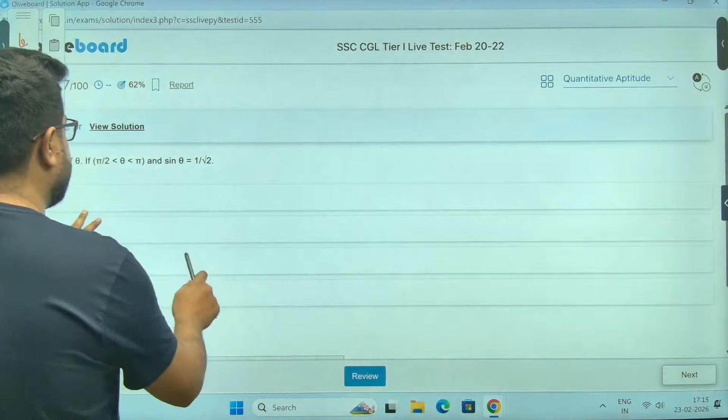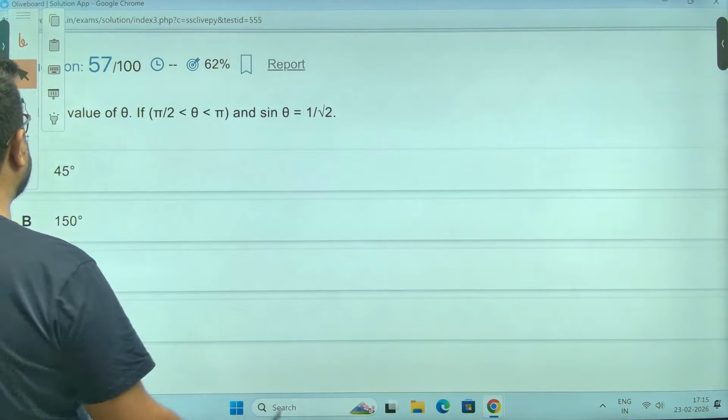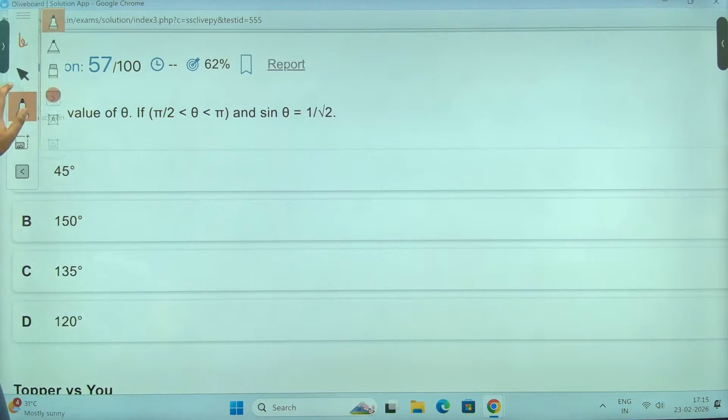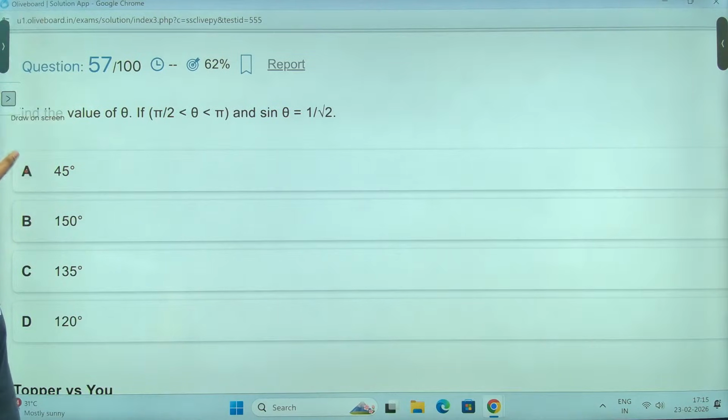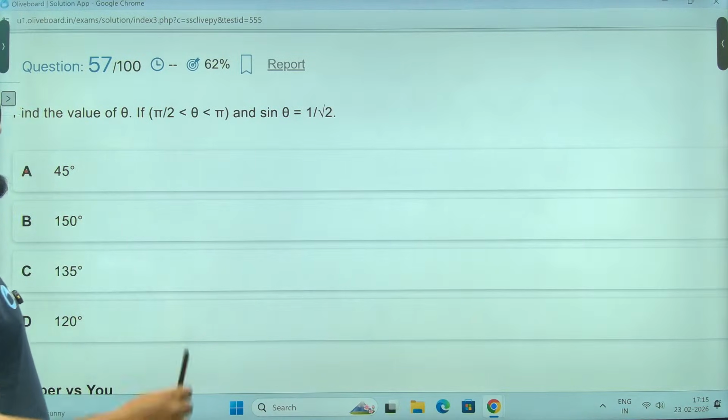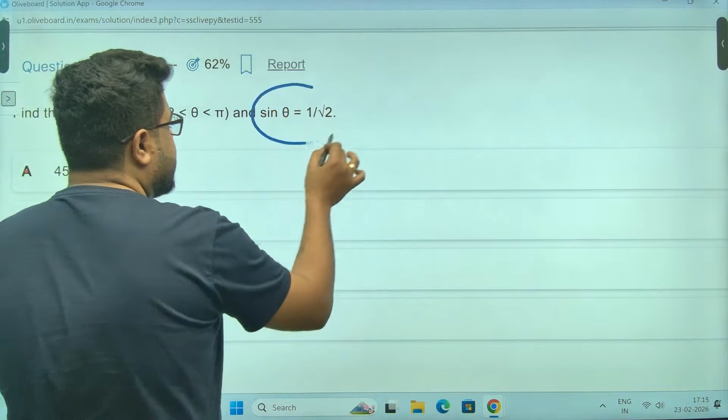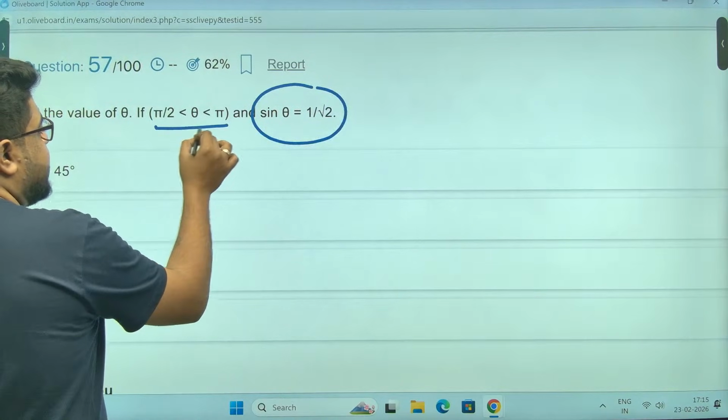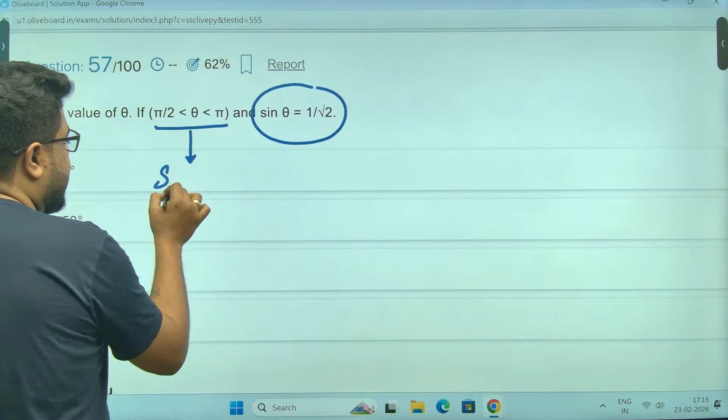Next one, please. Let's see what is given. Sir, find the value of theta. Sine theta is 1 by root 2. But sir, pi by 2 to pi, meaning the second quadrant.